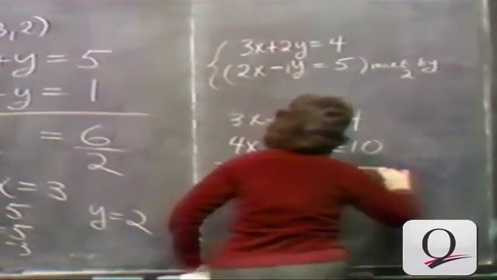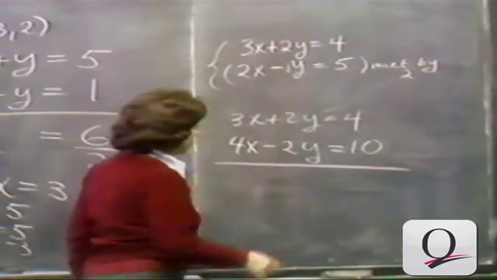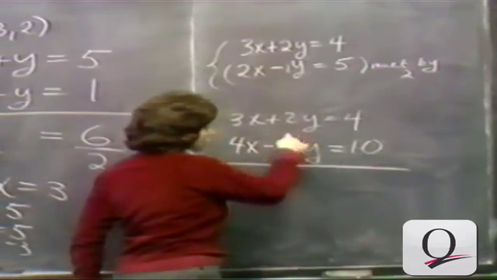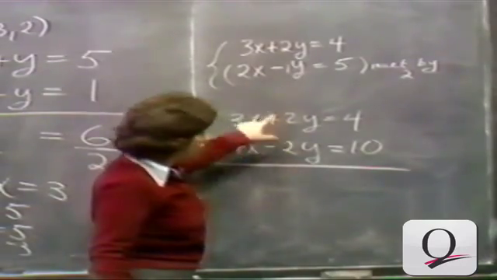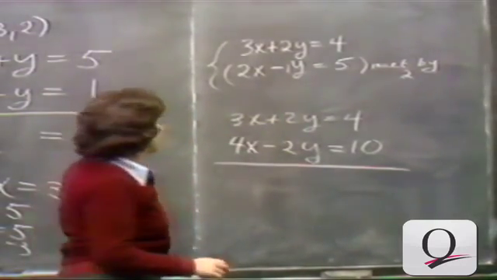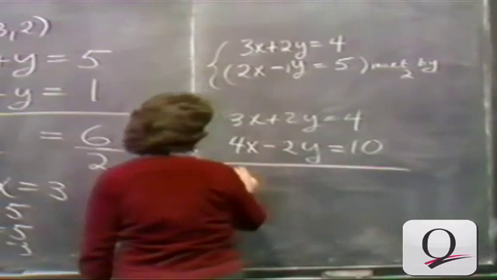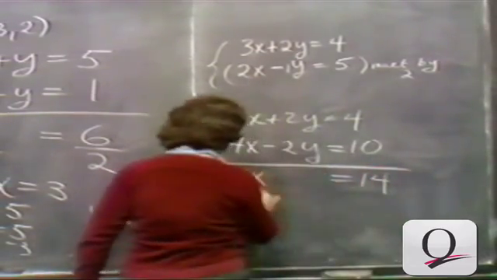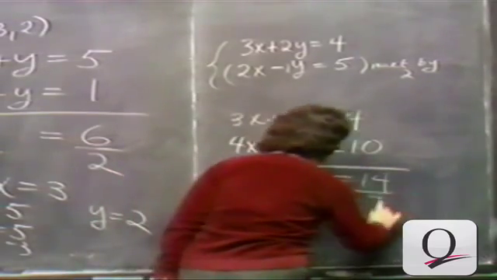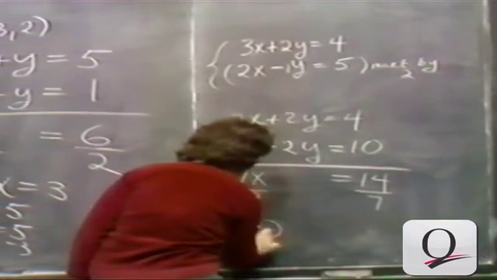Now, the whole idea is that the coefficients of y are 2 and minus 2. In other words, they're the same except for the sign, so that when we add them, they'll drop out. When we add, we get 7x. Now the y's drop out, equals 14. Dividing both sides by 7, x equals 2.